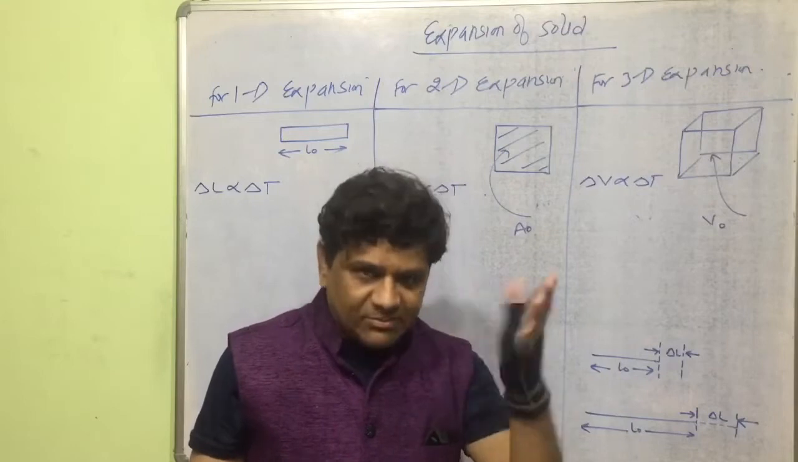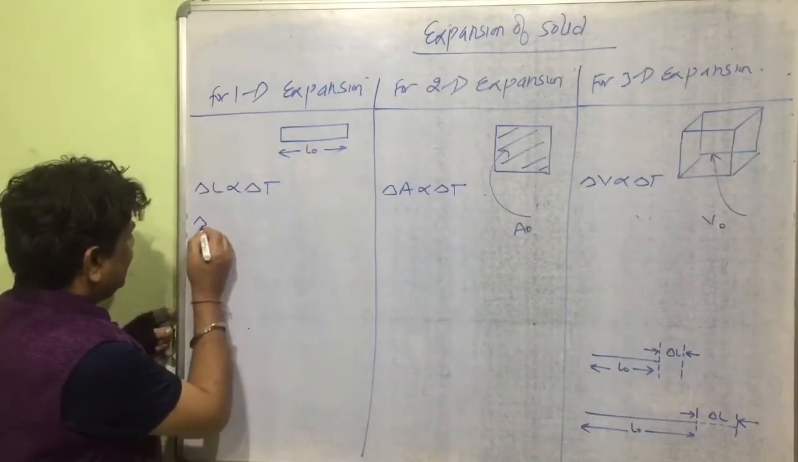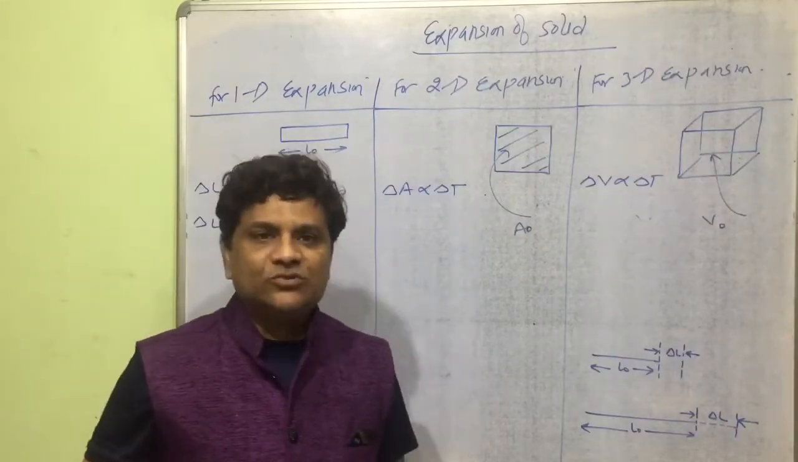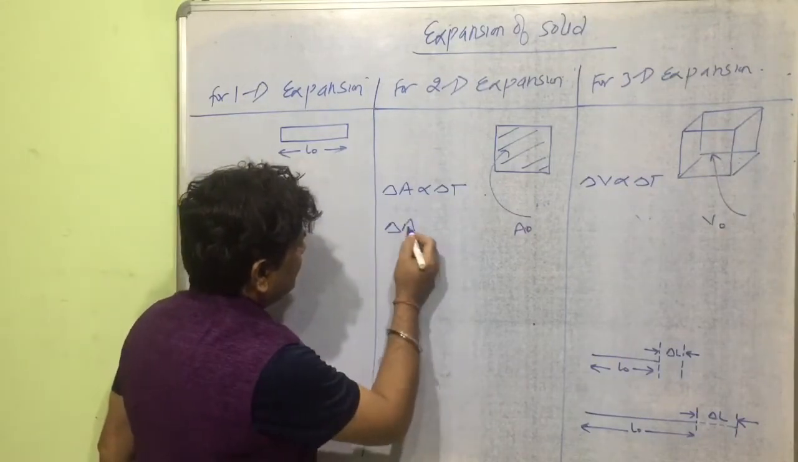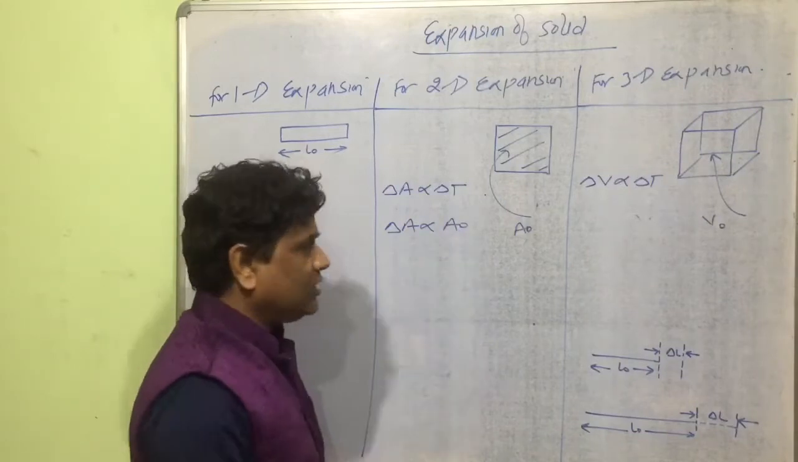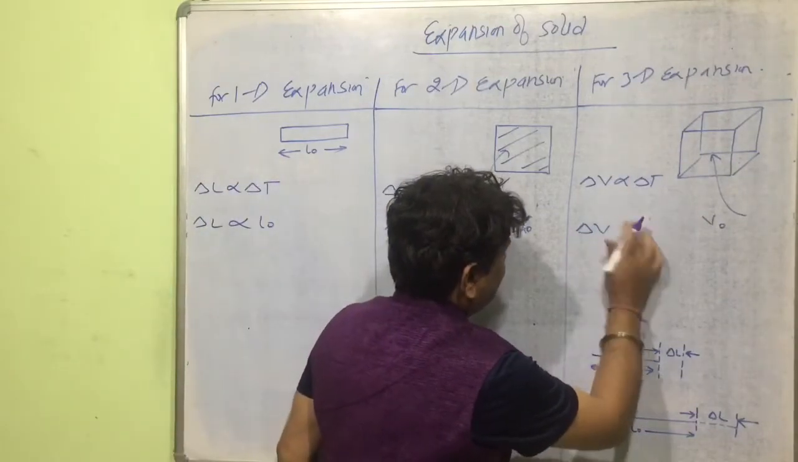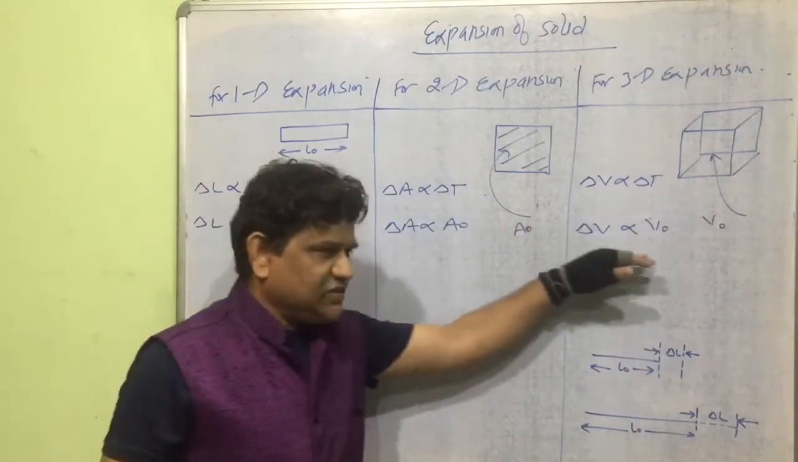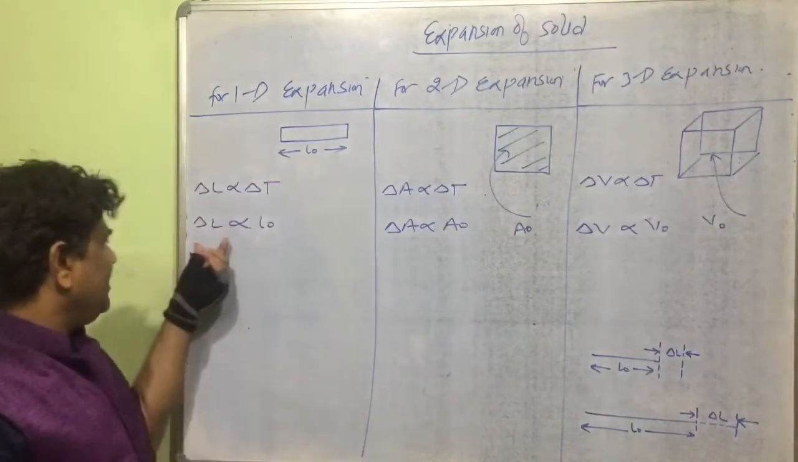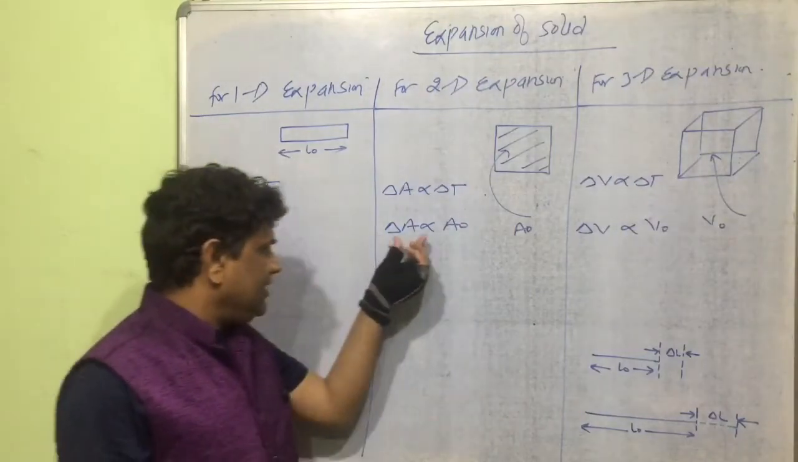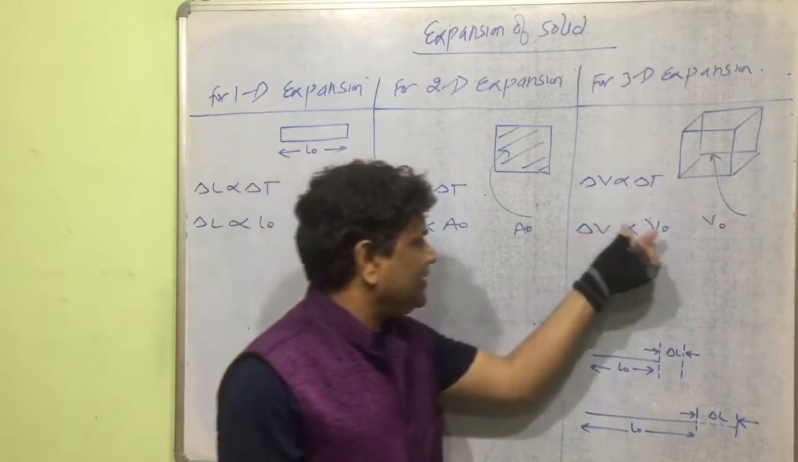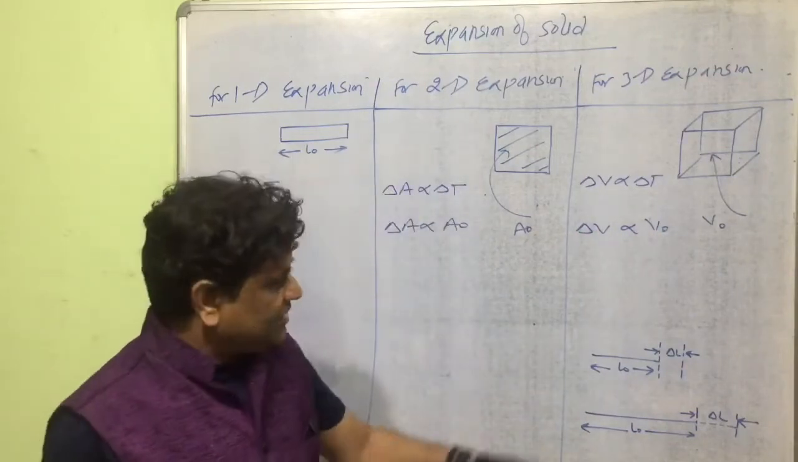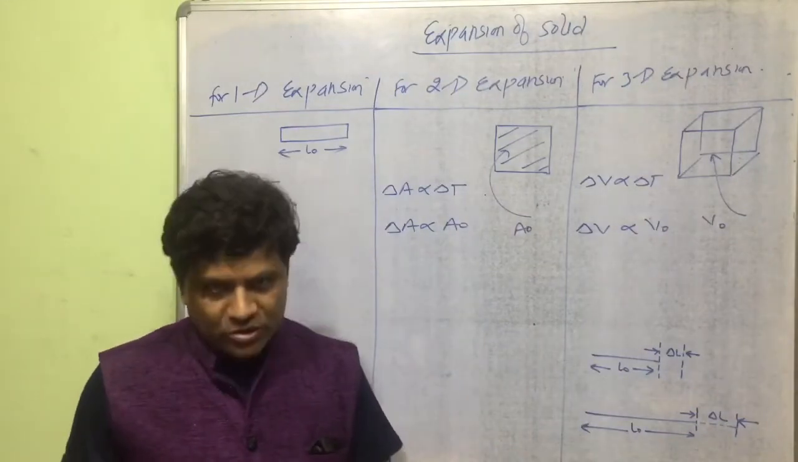Now we can take some more relations. ΔL is directly proportional to L₀. ΔA is directly proportional to A₀. And ΔV is directly proportional to V₀. But these relations are not exactly clear. How do we say ΔL is directly proportional to L₀, or ΔA to A₀, or ΔV to V₀? How to understand this part? With the help of the two diagrams we have drawn on the board.